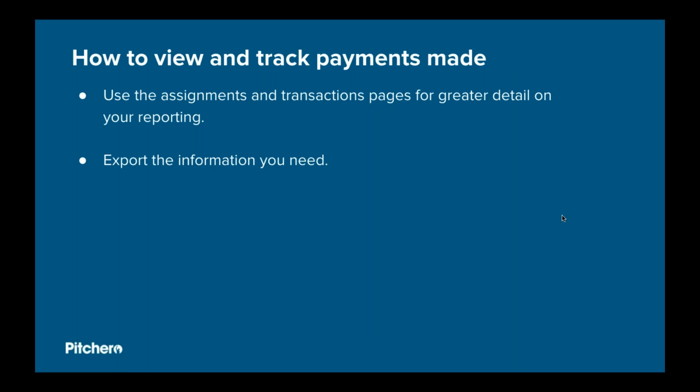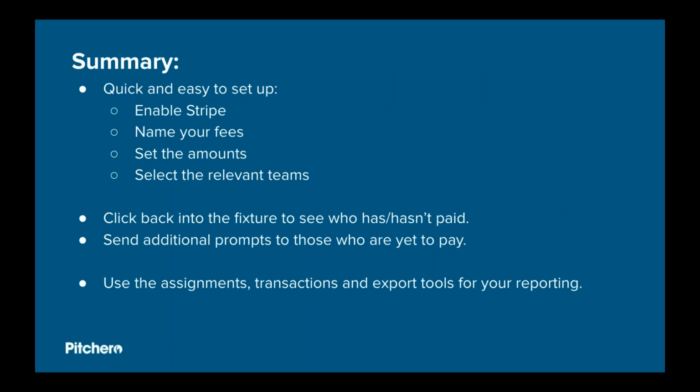Again, to view and track a payment that's made, use the assignment and transactions page, which I will show you and go into in more depth. So in summary, it's quick, it's easy to set up, as you can see. You need to enable Stripe, name your fees, set the amounts and select the relevant teams. Click back into your fixture to see who has and hasn't paid, send additional prompts, and use the assignments and transactions page. So let's come out of here.